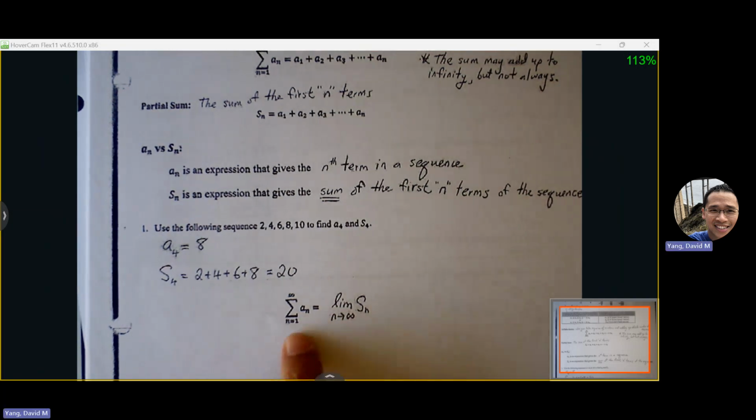So this rule just says that if I were to add up all the individual sequence terms, it's the same thing as looking at the sequence of my partial sums.